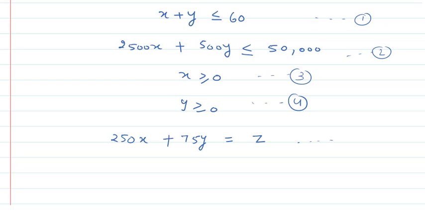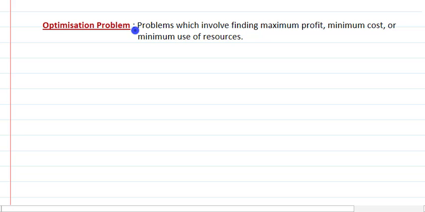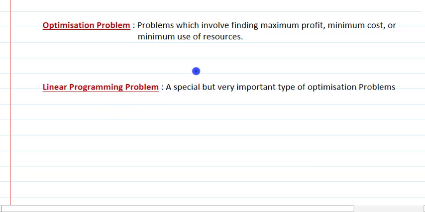Now let me discuss some of the definitions which are very important to know in this chapter. The very first definition is optimization problem. Problems which involve finding maximum profit, minimum cost or minimum use of resources are called optimization problems, and the problem that I have taken is an example of an optimization problem. Linear programming problems are a special type of optimization problem. The difference is, in linear programming problems we are going to frame only linear inequations and equations.